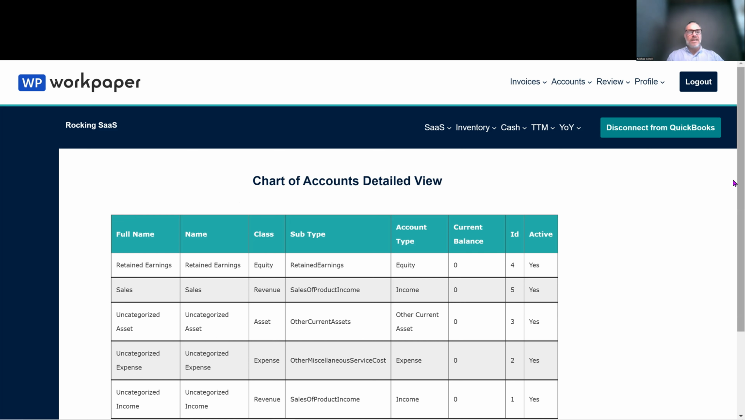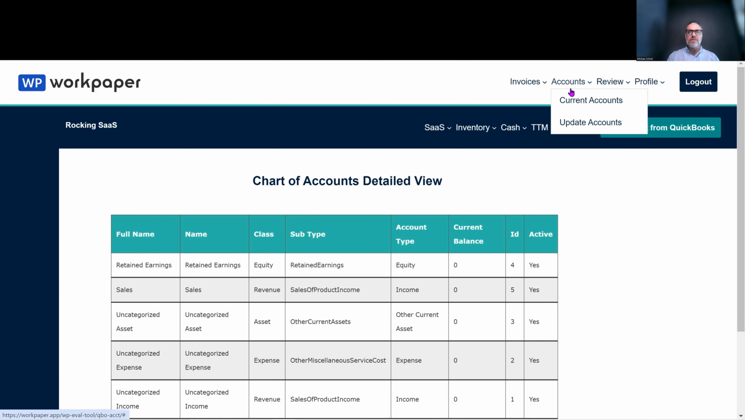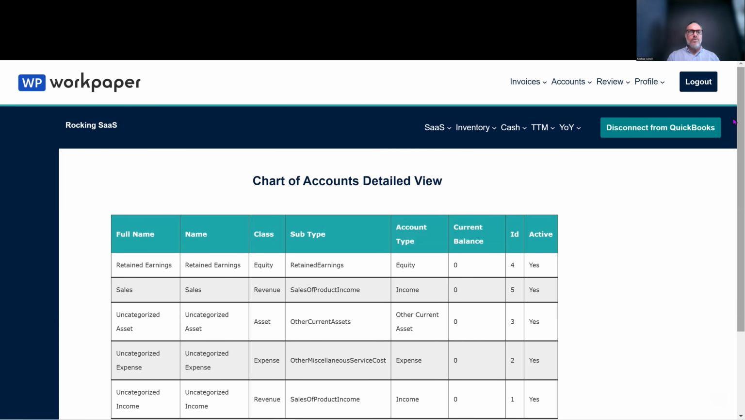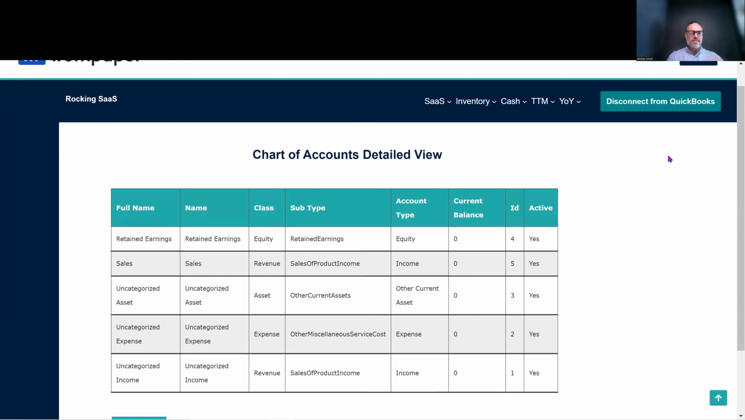So this Rocking SaaS is a company that I just set up with a new QuickBooks Online account. If you come to this current accounts view right here, it's just fetching through the API what your current QuickBooks Online chart of accounts looks like. This is what it looks like standard for most people, depending on your subscription level, of course, but this is kind of out of the box.